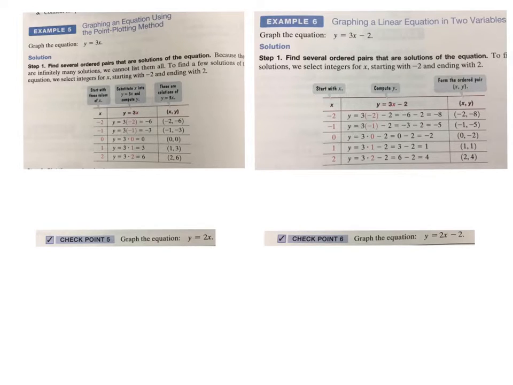So to graph using the point plotting method, here's our equation, y equals 3x. To do that, you can pick any x values you want. And so you substitute them in, and after you substitute them in, you get a y value for each of these. So these are coordinates that we would then plot on our graph.